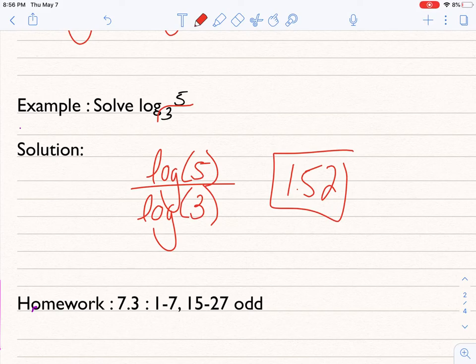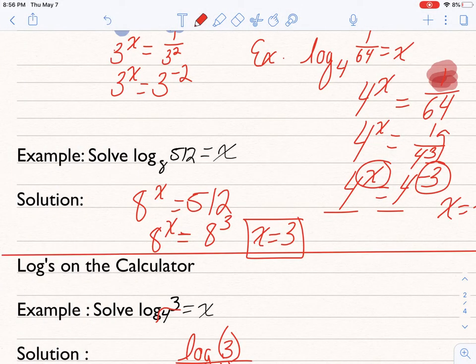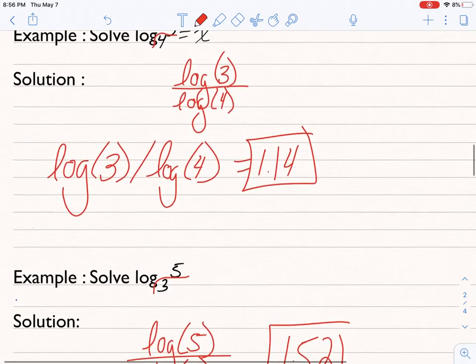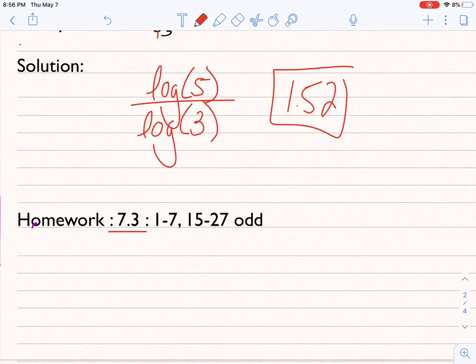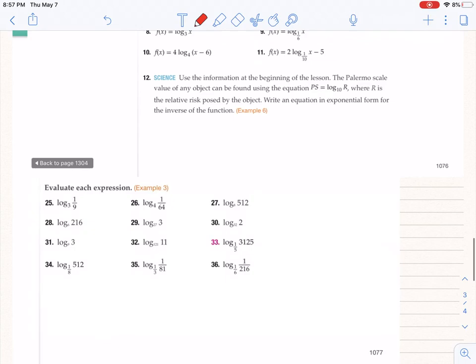Everything on the quiz, though, just giving you a heads up, is going to come from here. So you should not need to use your calculator at all. You're going to show me how to solve these logs by hand. You're also going to show me how to go from exponential form to log form, and how to go from log to exponential form. Hopefully it should be a pretty easy section and a nice grade booster to end the year. Your homework is here: 7.3, 1 through 7, 15 through 27 odd, which should be shown down below in the notes. So if you don't have your book available still, you can still work on those problems.